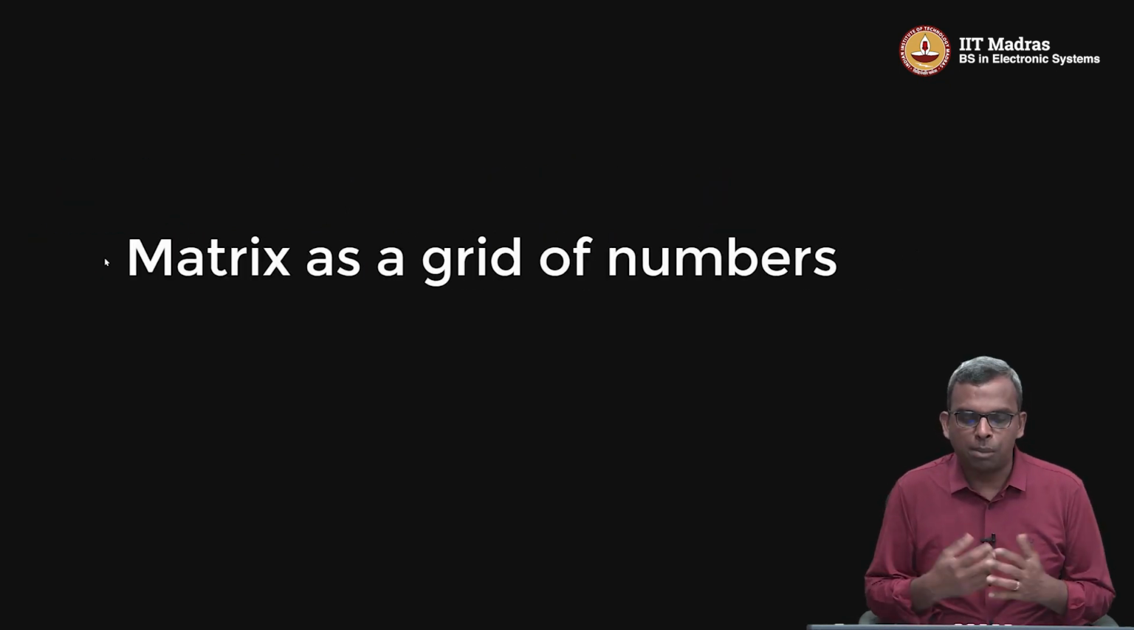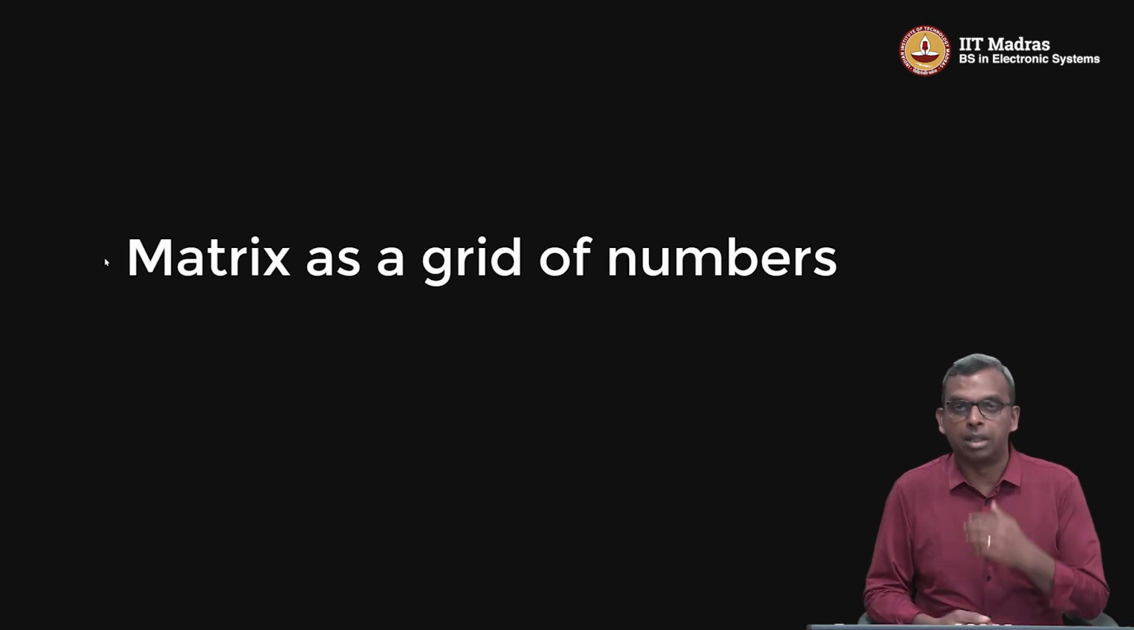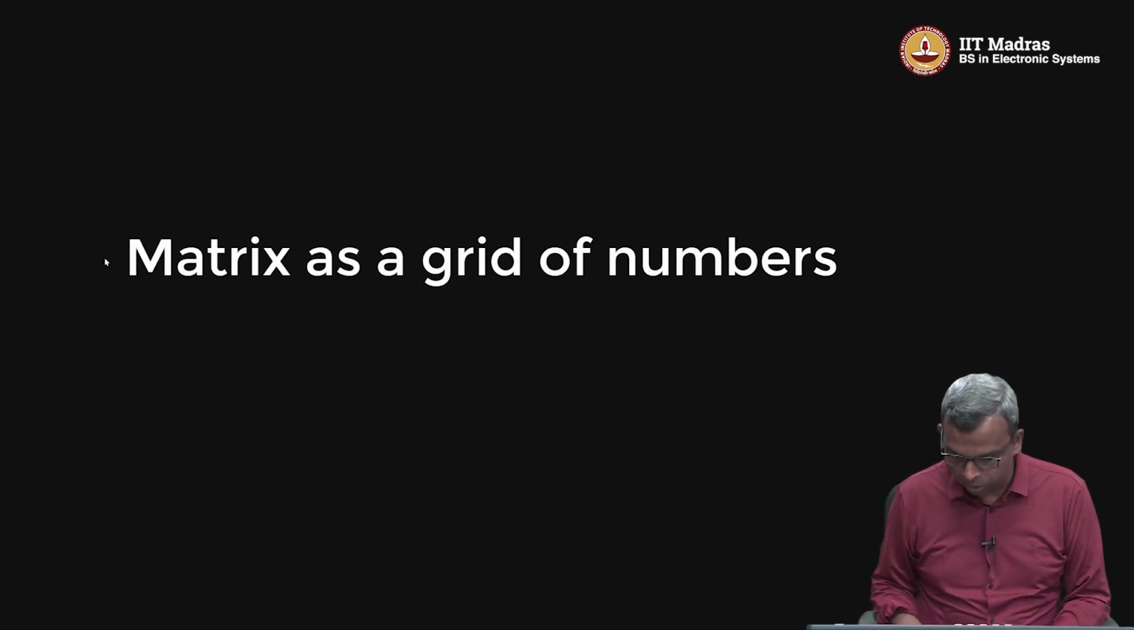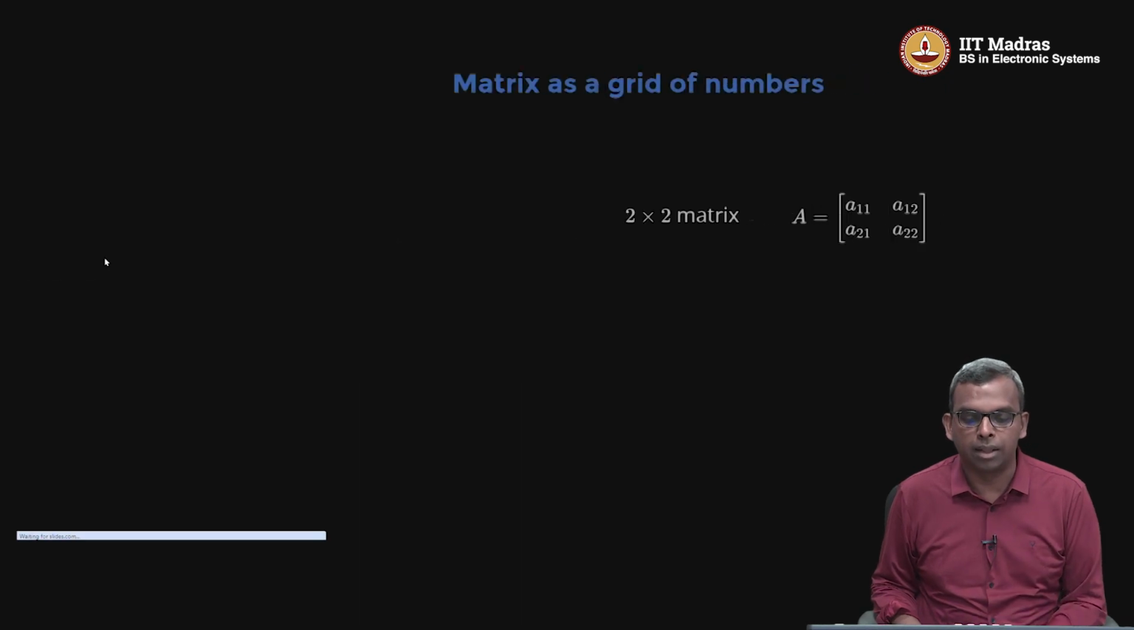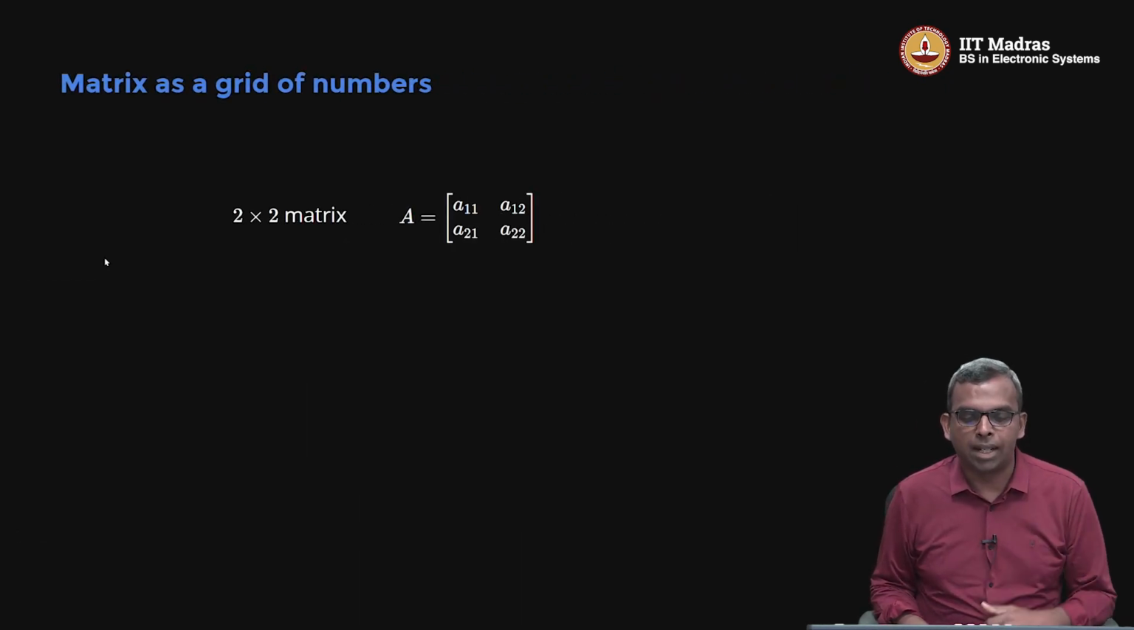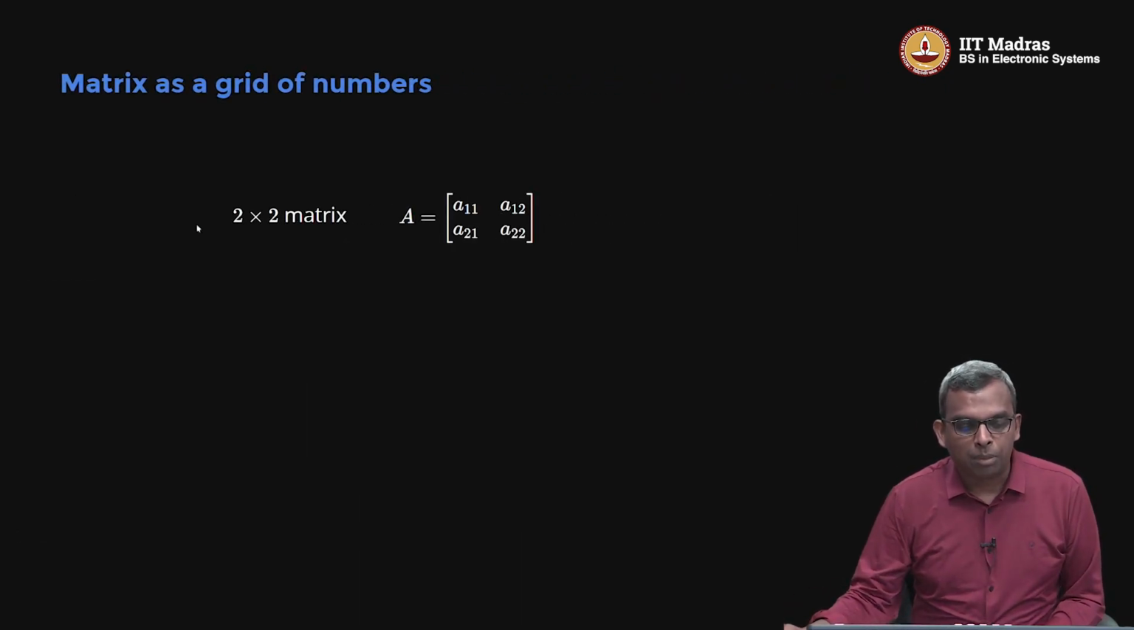Okay, so first of all, let me introduce a matrix as a grid of numbers, and this is something you might be familiar with. You might have seen it earlier. Let's just quickly define that and get it out of the way. So when I'm thinking of a 2 by 2 matrix, I'm going to put a 2 by 2 grid of numbers and put these long square brackets on either side, and this becomes a matrix.